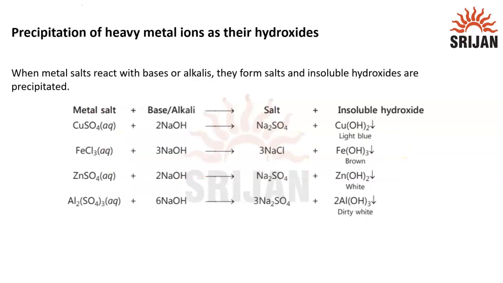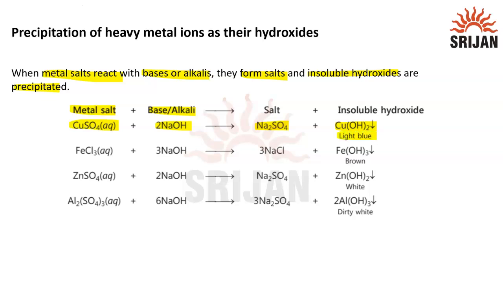Then precipitation of heavy metal ions as their hydroxides. So when metal salts react with bases or alkalis, meaning water-soluble bases, they form salts and insoluble hydroxides are precipitated. For example, we have a metal salt, copper sulfate. It reacts with a base or an alkali, which is sodium hydroxide. It produces a salt, which is sodium sulfate, and an insoluble hydroxide, which is copper hydroxide, light blue in color.